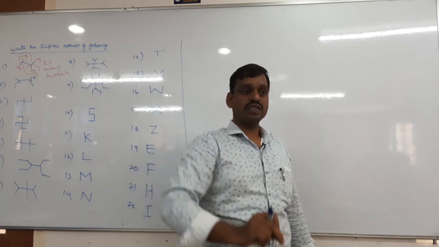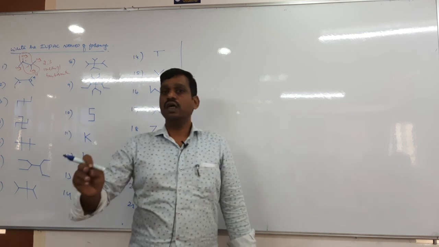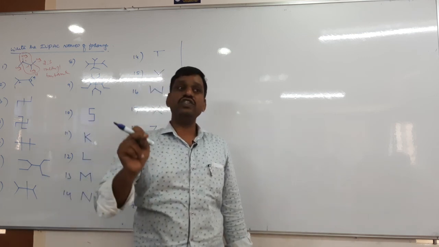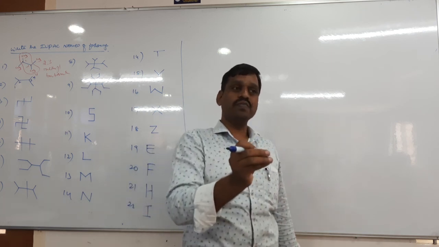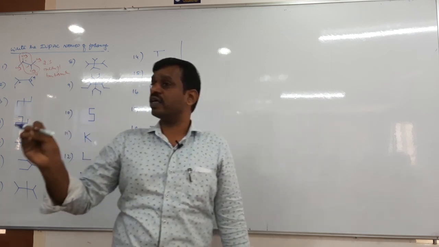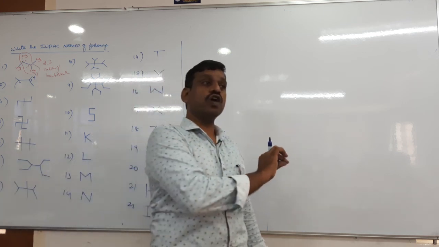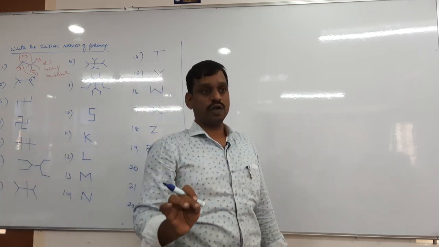Okay, next, third one: if there is a side chain containing iso group or neo group, iso and neo should be taken in alphabetical order, but secondary and tertiary should not be taken in alphabetical order.